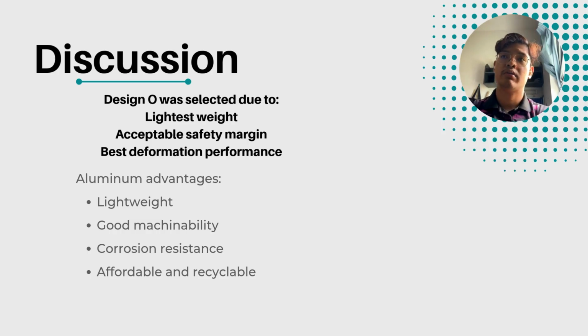So, why use design O? Because design O was selected due to its weight and acceptable safety margin, and also the best deformation performance. For the material itself, we use aluminum, which has a lot of advantages: it is lightweight, has good machinability, is corrosion resistant, affordable and recyclable.